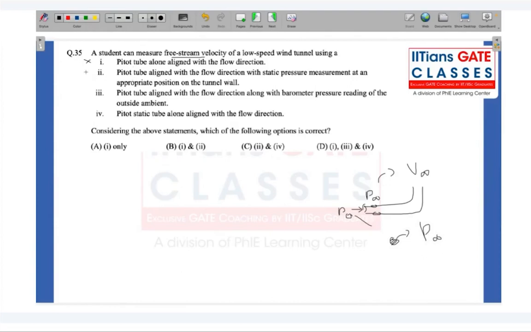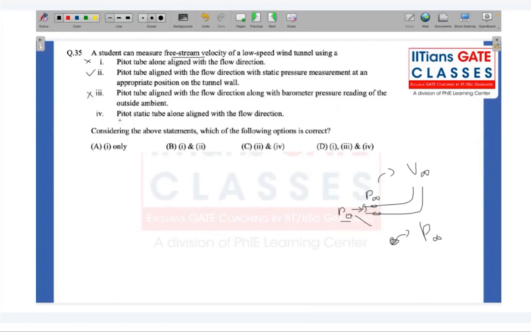Right? Let's look at the third option. Pitot tube aligned with the flow direction along with the barometric pressure reading of the outside ambient. So this probably won't work because your pitot tube will give you the P naught, but the barometer pressure reading of the outside ambient, if you take that to be your P infinity, it won't work because your outside air is static air, right? That will give you the atmospheric pressure, but you need the static pressure of your moving air, which your barometric pressure reading won't give you. So you will end up with the wrong value of velocity. All right. So this also won't work.